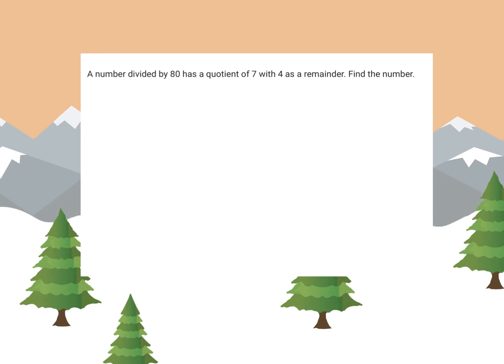In this final example, we made it a little more complicated, where we want them to think about the problem to figure out the number. So we have a number that was divided by 80, has a quotient of 7 with 4 as a remainder. Find the number. Well, if we go back to our skip counting, we can remember, if we counted by 80 7 times, then we're saying 80 times 7. If we have 80 times 7, we have 560. If we have a remainder of 4, we know that we're adding 4.